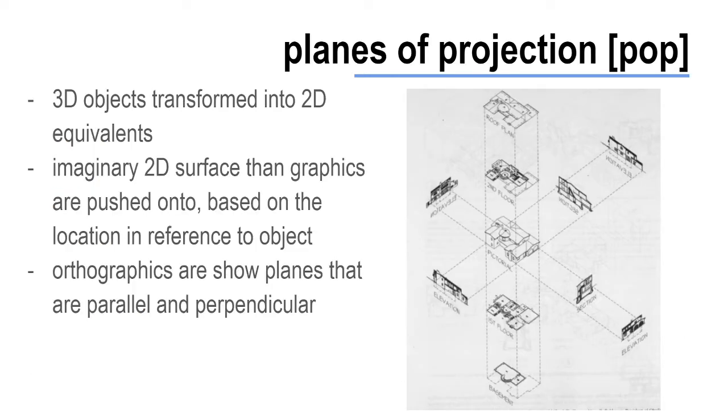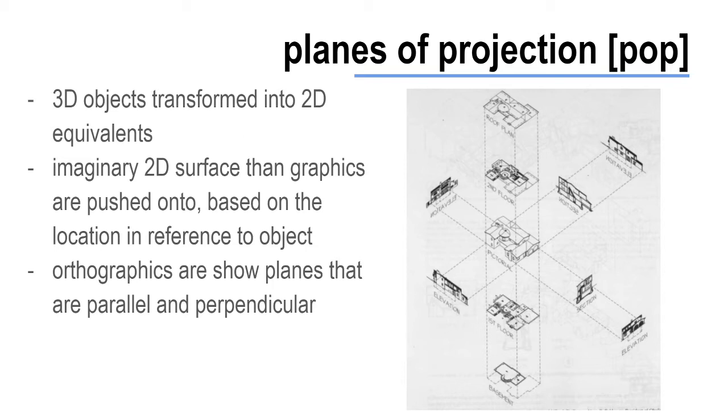Now, when we're thinking about making a set of drawings, we need to think of what is called the plane of projection. The plane of projection is the surface that our graphic is projected onto, for lack of a better word. It's our 3D object into its 2D equivalent.